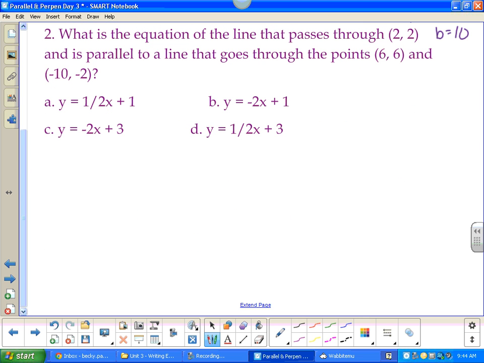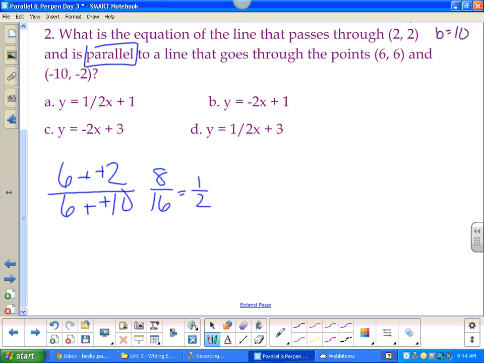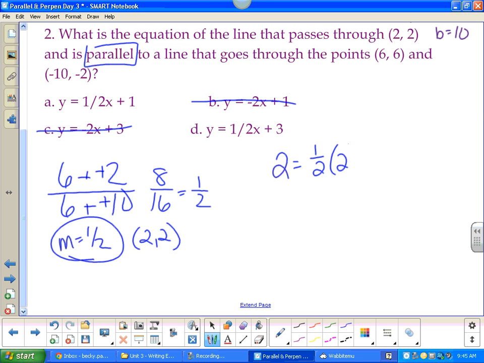What is the equation of a line that passes through 2, 2 and is parallel to a line that goes through those 2 points? Okay, so parallel. So I need to find the slope that goes through those 2 points. So y minus y over x minus x. 8/16. So 1/2. And I want to be parallel to him, so I want my slope to be a 1/2. So who's out? B is out. C is out. We're down to A and D. Okay, so here's my slope. I need a point. Passes through the point 2, 2. So y equals mx plus b.